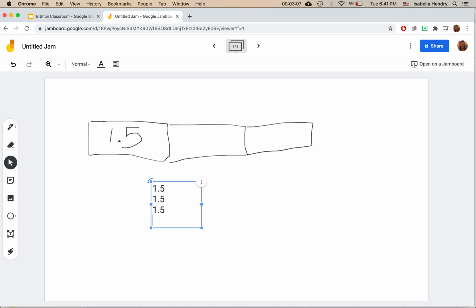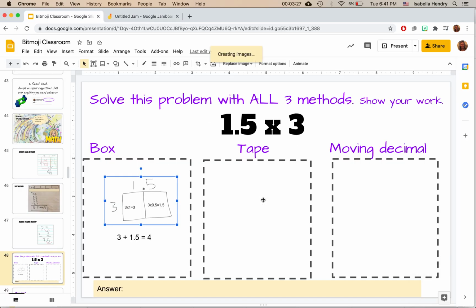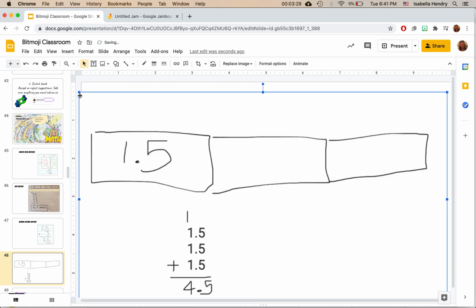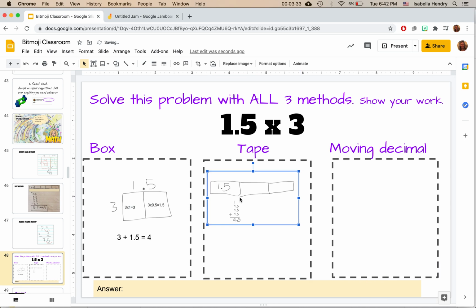And I'm seeing that, let's see what my total is. So I do 5 plus 5 plus 5, that's 15. My decimal point goes here because that always has to be lined up. And then I do 1, 2, 3, 4. So my total is 4.5. Cool. I put my screenshot. And I move on to the last method, which is the moving decimal method.